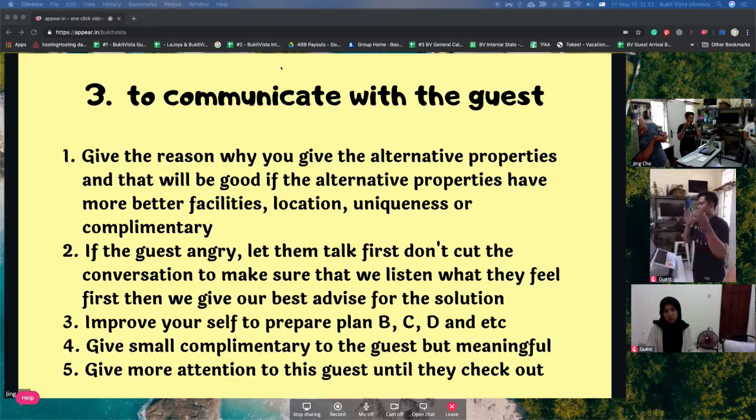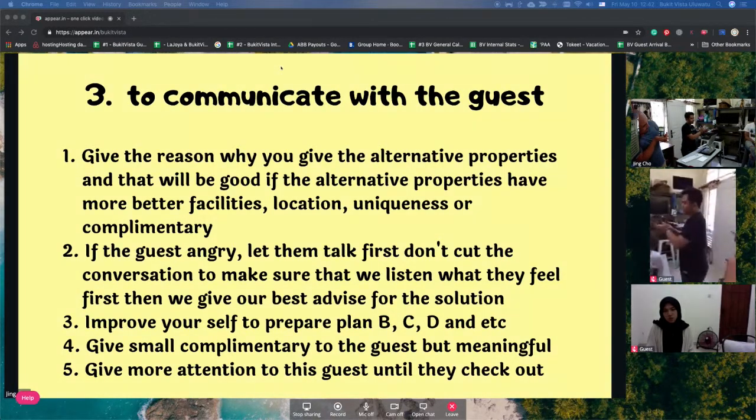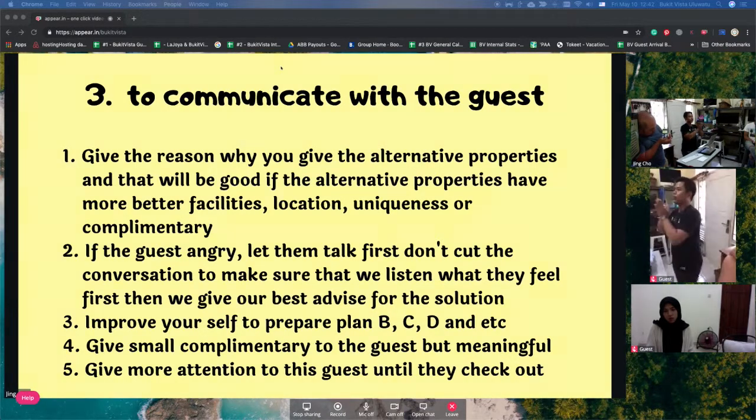So let them talk first, and then you say what the best solution is, and then discuss what the guest advises, and then we can get the middle way. We should not prefer the owner more, or prefer the guest more, but we have to be in between, so we have the best solution for them.